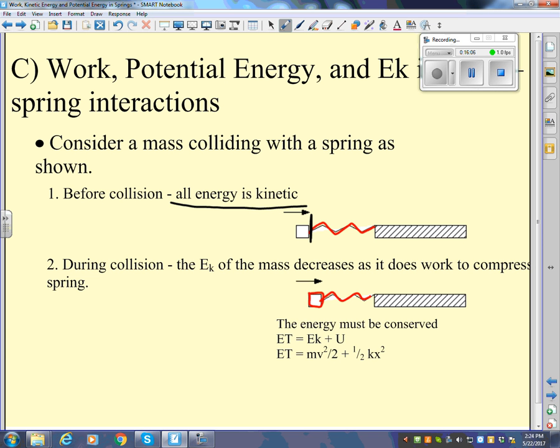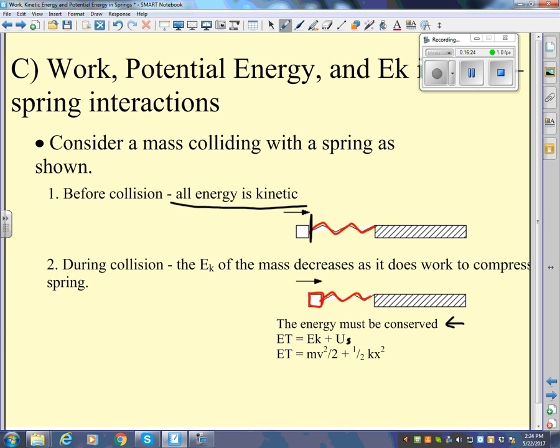Now note that energy must be conserved, conservation of energy. So ET, total energy, is equal to EK, kinetic energy, plus potential energy. I guess that should technically be a US.